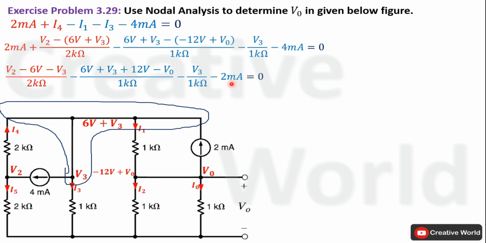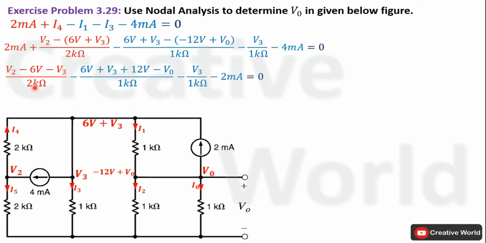In order to omit all denominator values, we will multiply this equation on both sides with 2 kilo ohm. Product of 2 kilo ohm and 2 kilo ohm in denominator will cancel out with each other. Only V2 minus 6 volt minus V3 will be left. Here the product of 2 kilo ohm and 1 kilo ohm in denominator will cancel out with each other. Only 2 will be left, and that 2 will multiply with values in numerator. Here also the 2 kilo ohm and 1 kilo ohm in denominator will cancel out. Only 2 will be left, and that 2 will multiply with V3. It will become 2V3. Here product of 2 kilo ohm and 2 mA will result 4 volt.